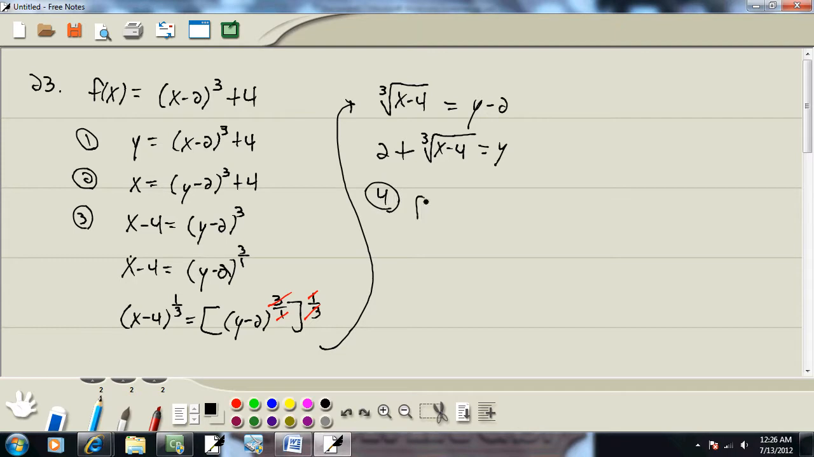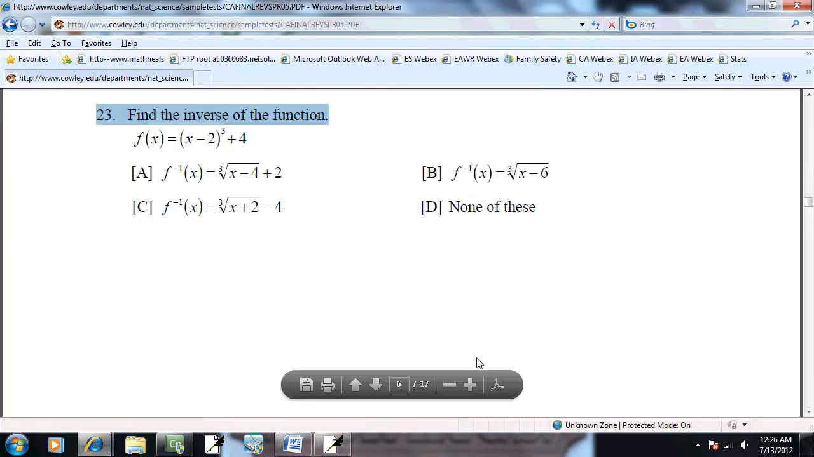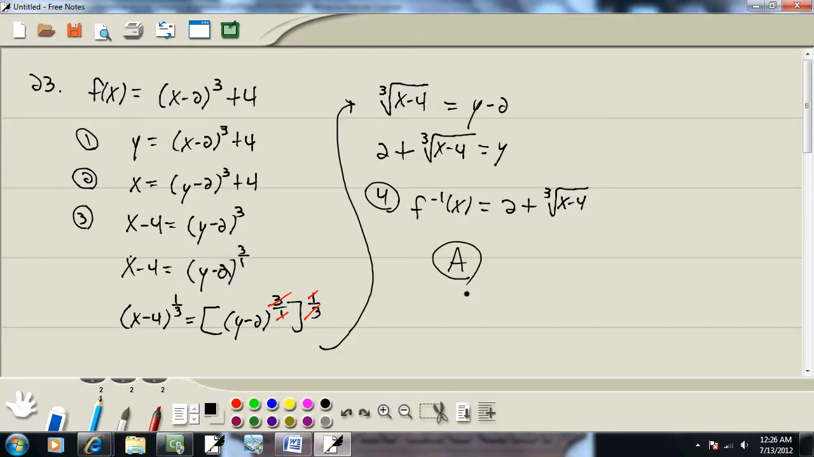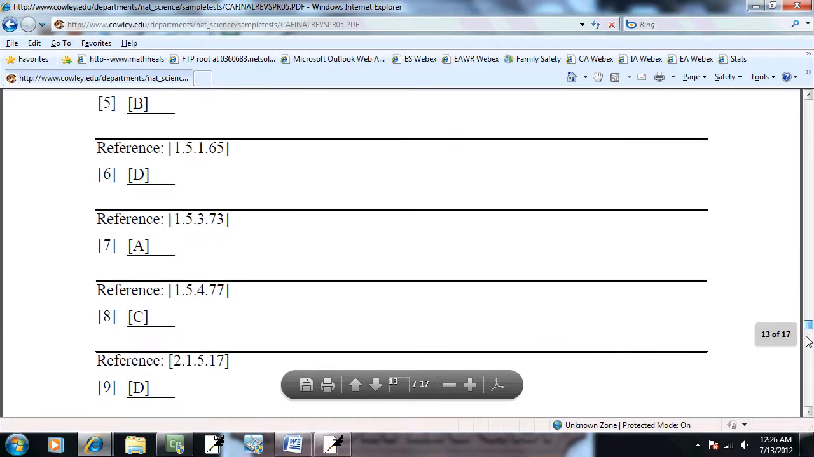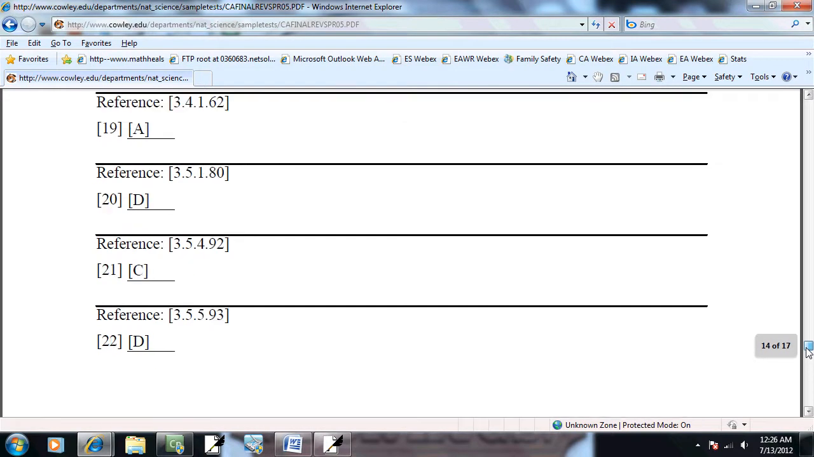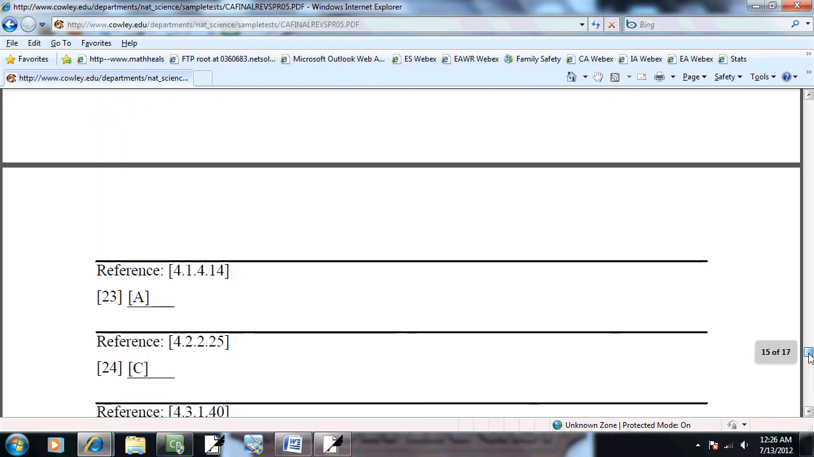Now step 4 is put our inverse notation in there. So inverse of f is equal to 2 plus the cube root of x minus 4. Sometimes I put the 2 after the radical, but it doesn't really matter. Now this is 1 to 1, so we don't have to do step 5. Looks like they put the 2 after, like I indicated. Cube root of x minus 4 plus 2 looks like a. And that's our answer. So 23a. And it checks.